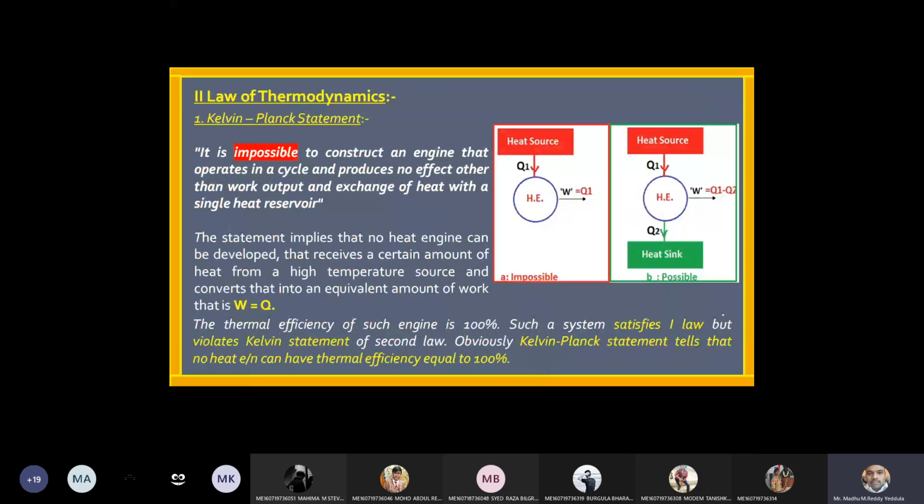Okay. So we will stop this one here, and in the next class I will start Kelvin-Planck's and Clausius' statements, the second law of thermodynamics.